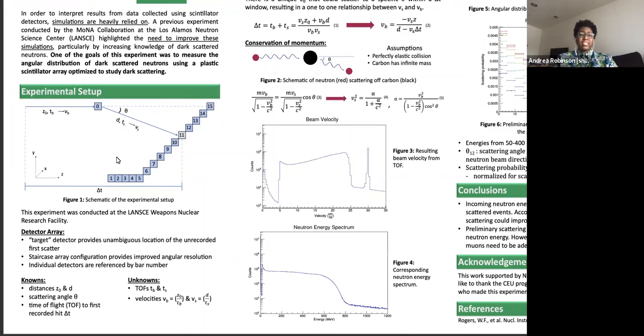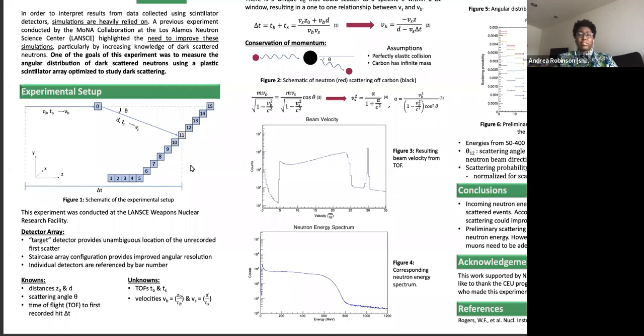So some of the things that we know about this setup are the distance from the source to the target detector, the distance from the target to the scattering location, the angle at which a neutron scatters, and the delta T, the time it takes for the neutron to be produced all the way to dark scattering.